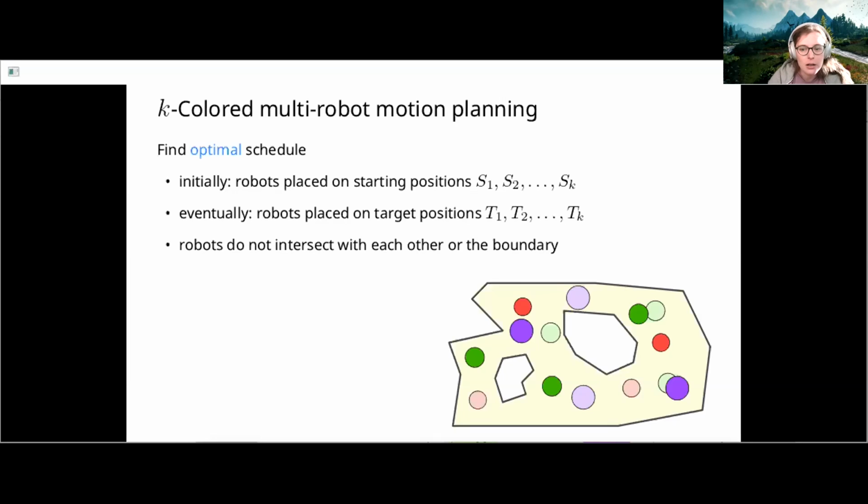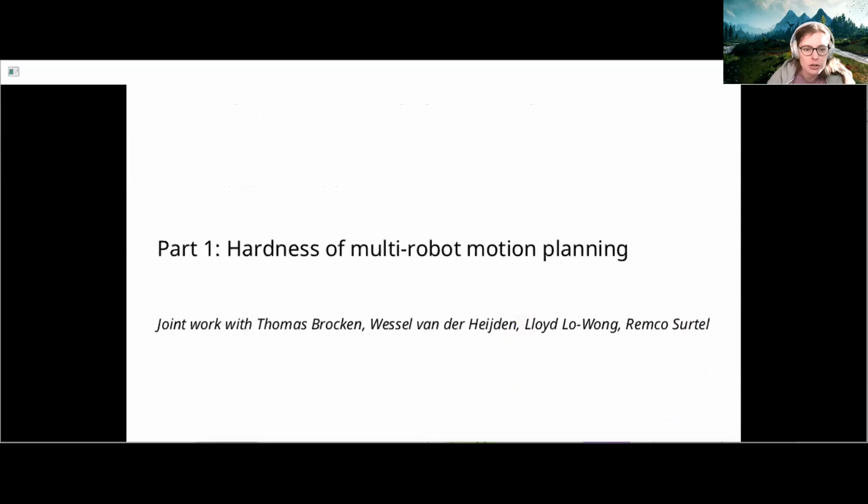Okay, so I will talk today about two recent results. There will be two parts of the talk, and I will start with the hardness of the problem. This result has not appeared yet because of COVID, but was supposed to appear at the FUN conference this year. This is joint work with 4 of my master's students.